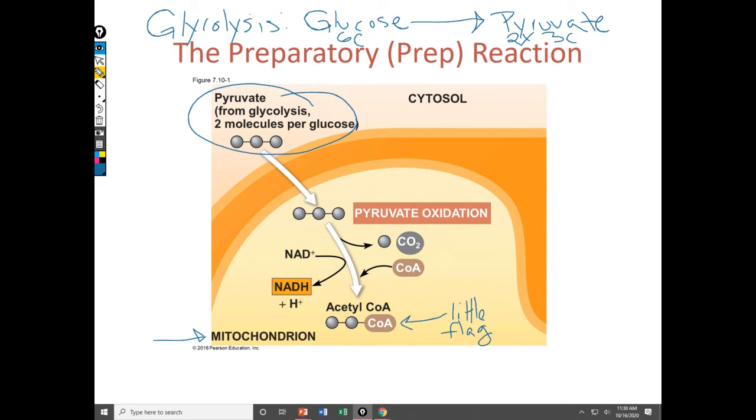And that little flag is going to be really useful when we get into the citric acid cycle, right? Because it's going to be able to now enter the citric acid cycle, and that flag is going to be able then to be recognized quite literally. Here I am, see me now. Use me now, in a way that pyruvate was not. Okay, so here's our goal: acetyl-CoA.